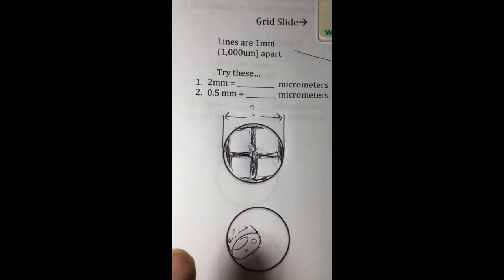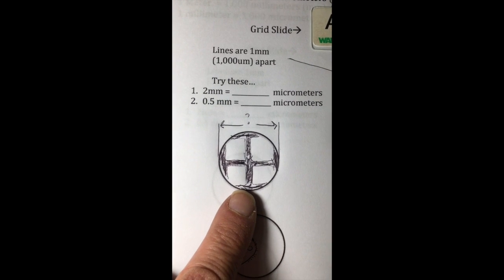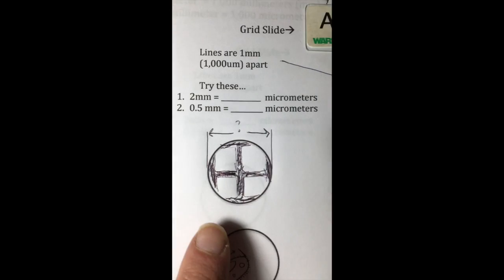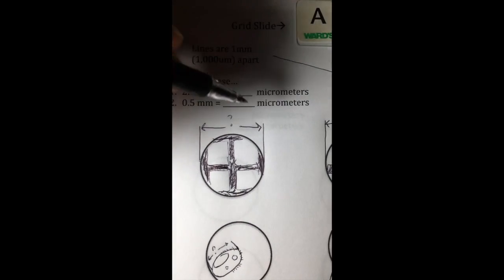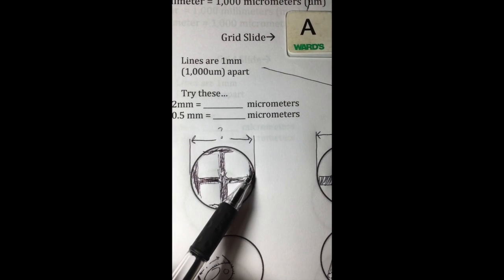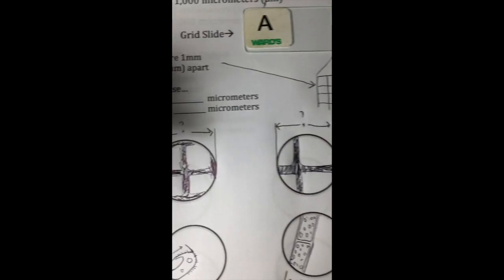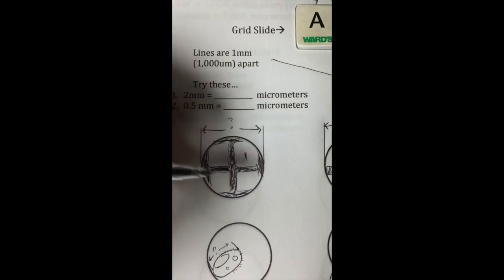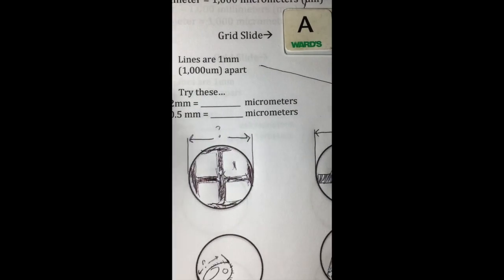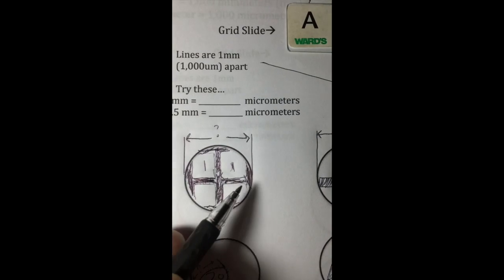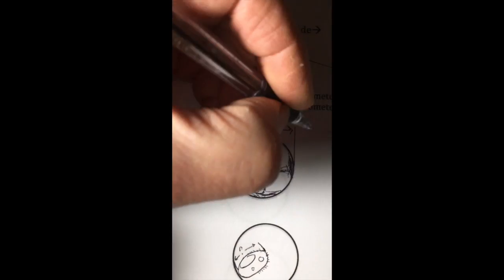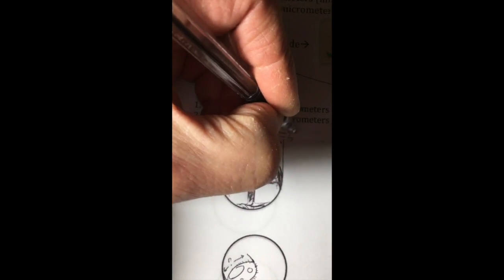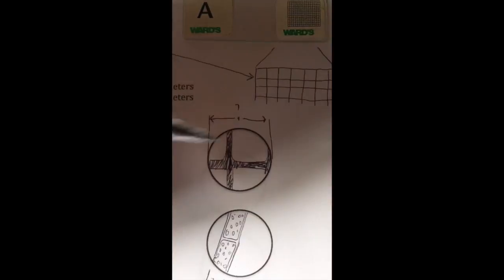When you look at your microscope and you see a grid slide, you may see something like this or something like this. If it looks like this, remember the lines are 1 millimeter apart. And so the distance from here to here is 1 millimeter. That's 1. The distance between here to here is 1 millimeter. That's 1. The distance between here to here is 2 millimeters. How many micrometers is that? 2,000.